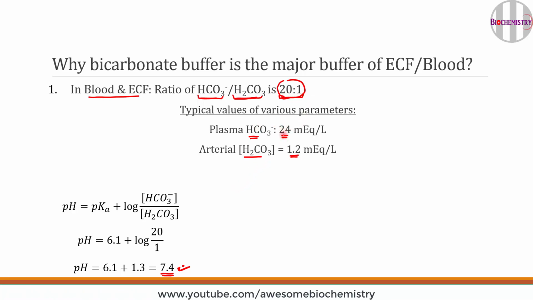Now I gave you one specific value, but whenever we consider a biological system, it is not a single value, it is always a reference range. In the case of plasma bicarbonate, the reference range is between 22 to 26 milliequivalent per liter, whereas for carbonic acid, it is between 1 to 1.4 milliequivalent per liter.